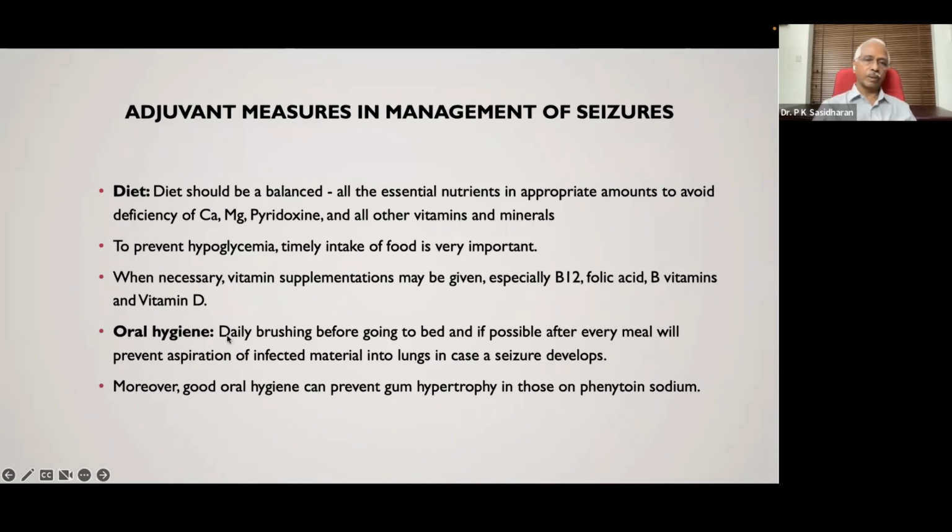Meticulous oral hygiene is important. Daily brushing before going to bed, and if possible, after every meal, will prevent aspiration of infected material into lungs in case of seizure disorder. Not only that, while the patient is on phenytoin sodium, gum hypertrophy occurs in those with poor oral dental hygiene. That's another reason why maintaining oral dental hygiene is very important in seizures.